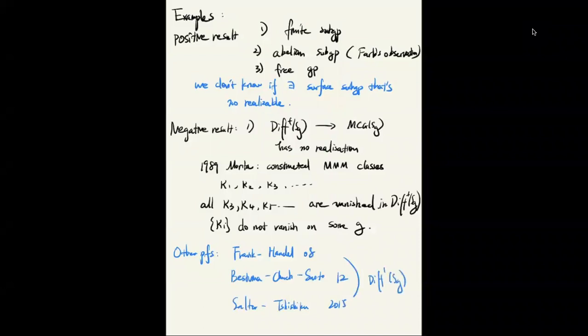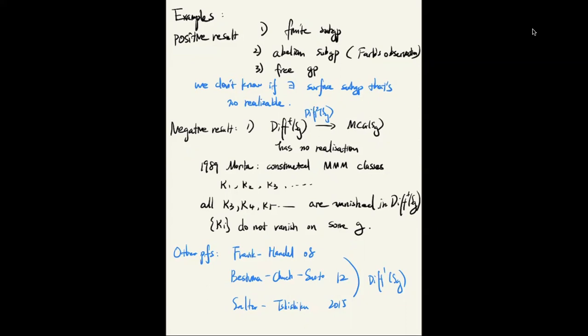So Morita's proof only works for diff two, because to use the Bott vanishing, you need regularity two. And all of these, Franks and Handel, Bowden, Church and Souto, and Salter and Tshishiku, only use diff one. So you only need to be able to take the first derivative. And all of them use a kind of fixed point. So you first get some fixed point, and then the regularity at the fixed point has some problem. And all of the problem actually comes from cohomology.